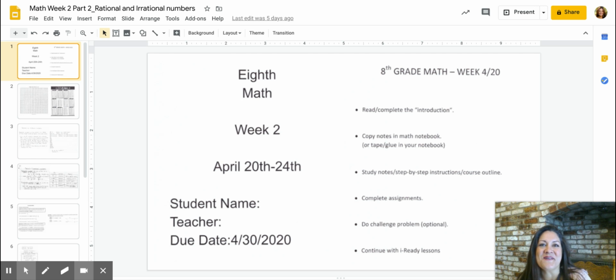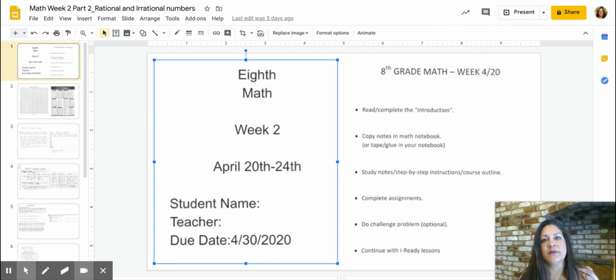Hello and welcome to Math Week 2, Part 2, Rational and Irrational Numbers. So we have our same cover sheet here. We are in the week of April 20th to 24th.